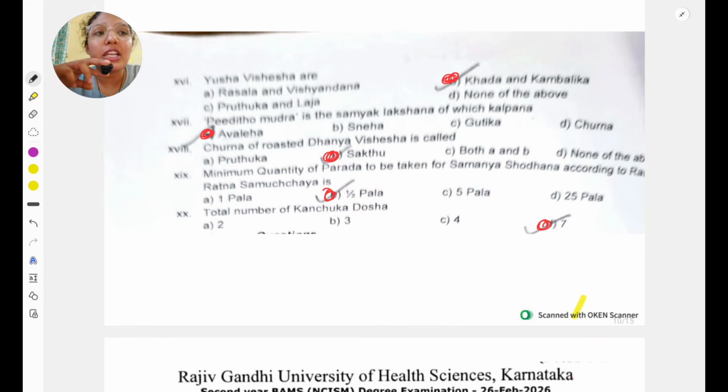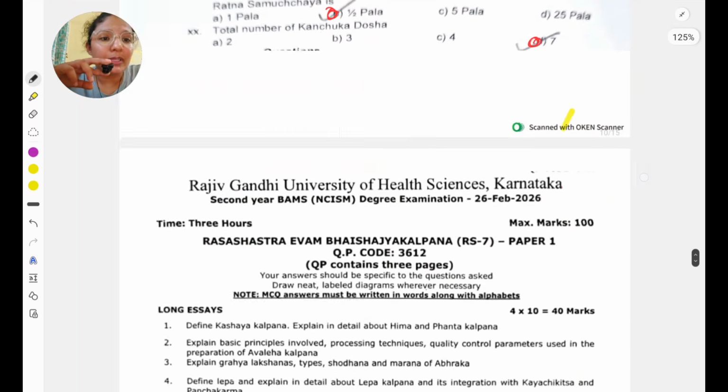Pidita Mudra is a Samyak Lakshana of Avaleha Kalpana. So the Siddhi Lakshana of Avaleha and Sneha is important. Churna of roasted Dhanya Vishesha is called Saktu. The minimum quantity of Parada to be taken for Samanya Shodhana is usually half a pala, and the total number of Kanchuka doshas of Parada is 7.